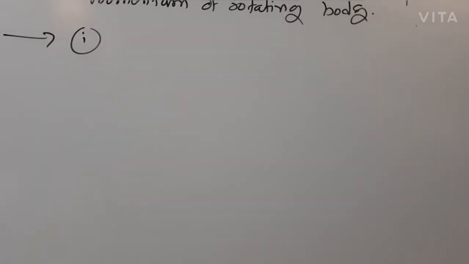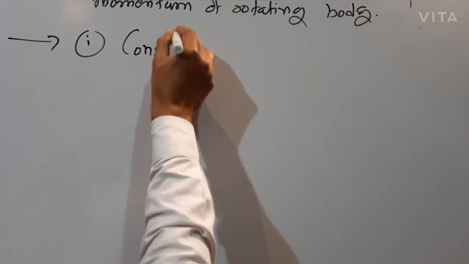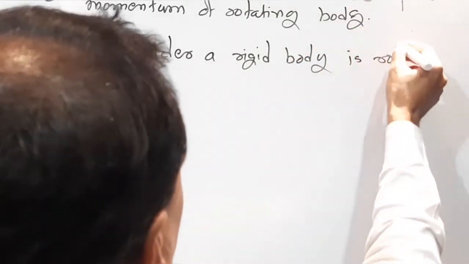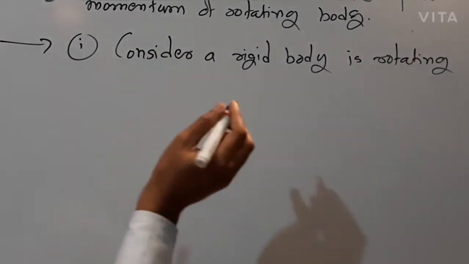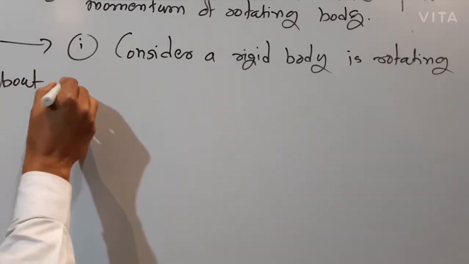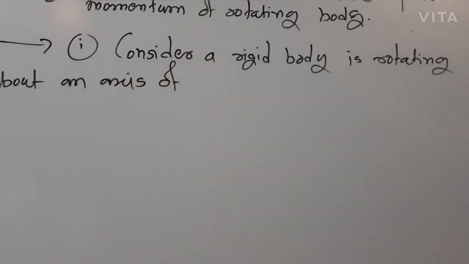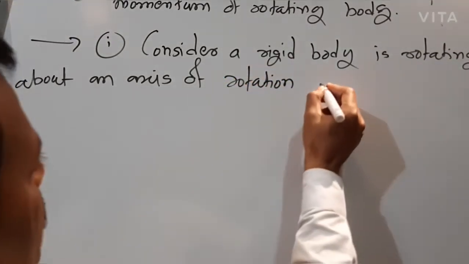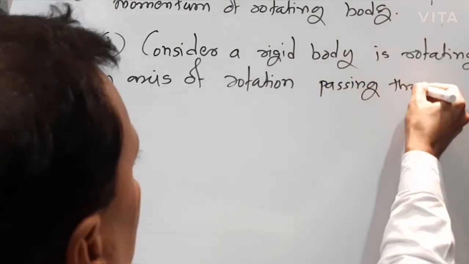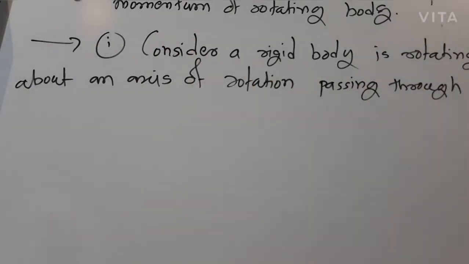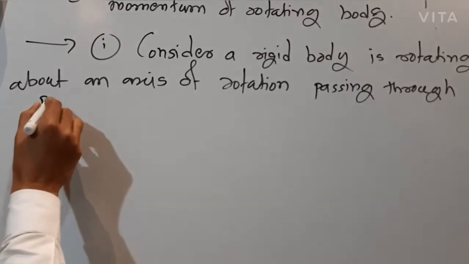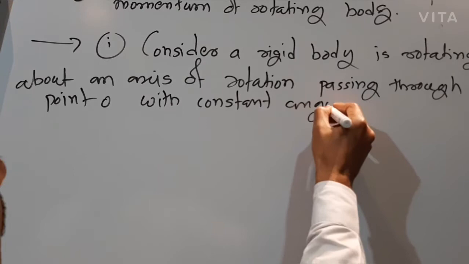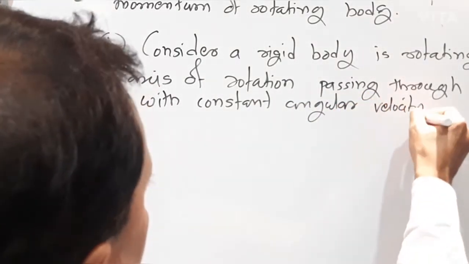So write down this consideration. Consider a rigid body is rotating about an axis of rotation passing through point O with constant angular velocity omega.